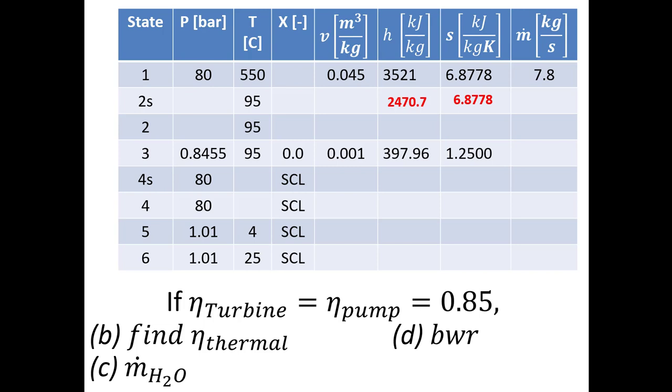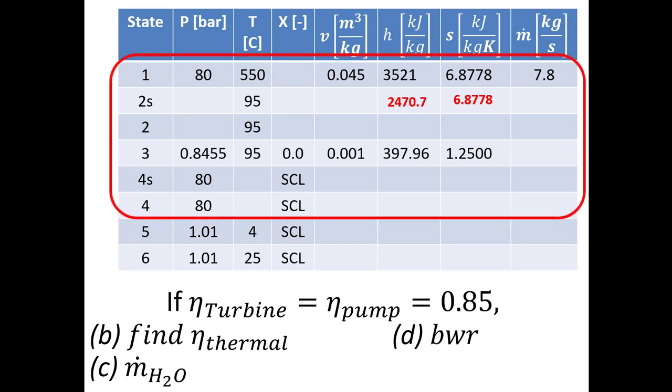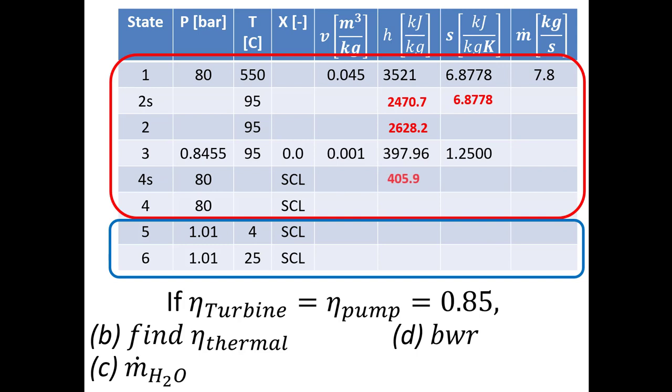So now I was given all of this information. I have found all of my states. I found my thermal efficiency, the mass flow rate of the cooling water, and the backwork ratio. So that concludes this example on virtual thermodynamics. Thank you.